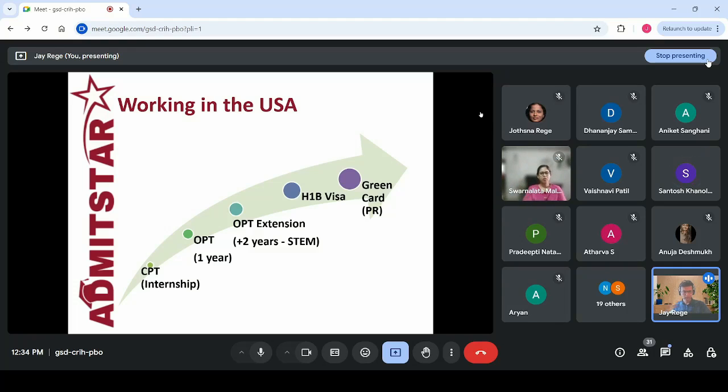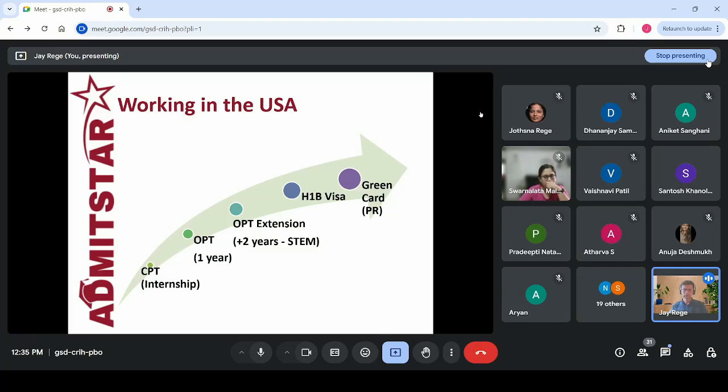Because again there are too many applications. There is a lottery system. All those things are there. Whereas in the UK, if you have a job and a minimum salary of £38,000, you will definitely get your work visa. So there are no limits, whereas in the US they still issue only 65,000 visas every year. There are more than 2 lakh applications that come in for those visas. So it's a lottery system.